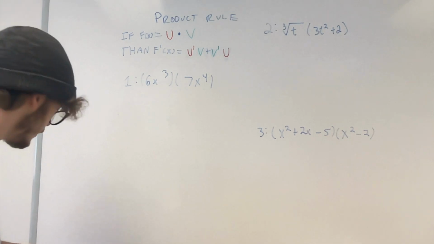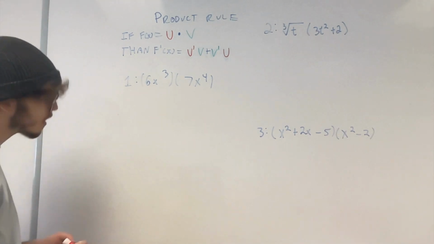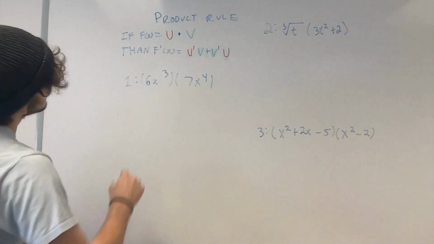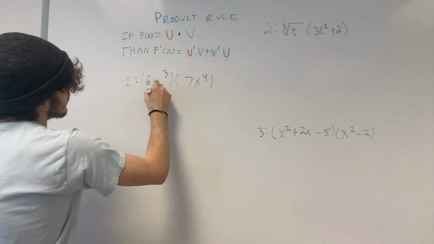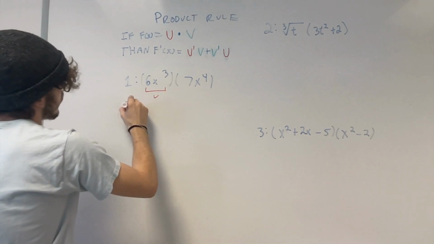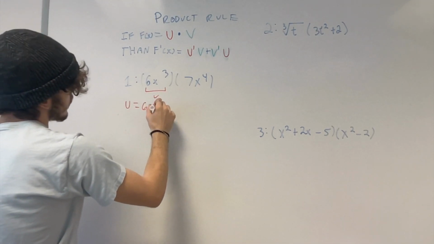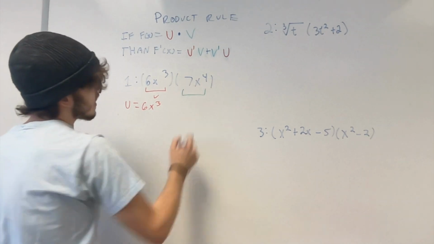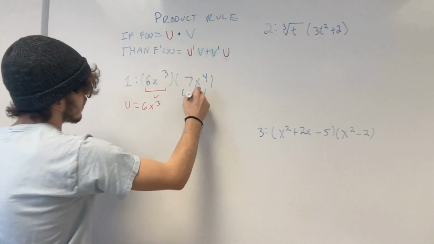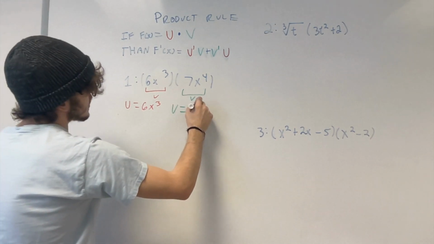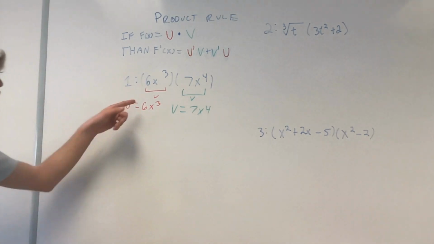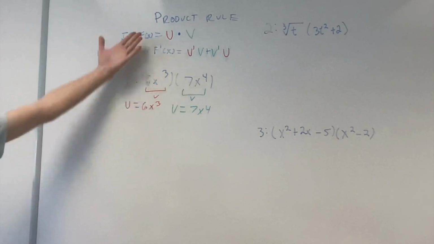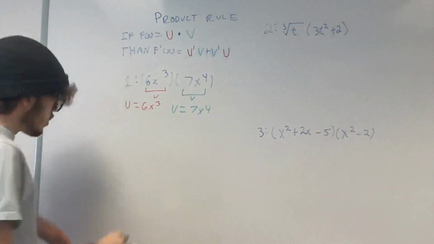So let's just go ahead and do it. I think that's the best way to go about this here. So let's identify u and v respectively. We'll call u 6x to the third. Now let's find v. We'll say that 7x to the fourth is v. So notice how we set this up here. We're saying that it's u, 6x to the third, times v, 7x to the fourth. And that's exactly what the product rule states.